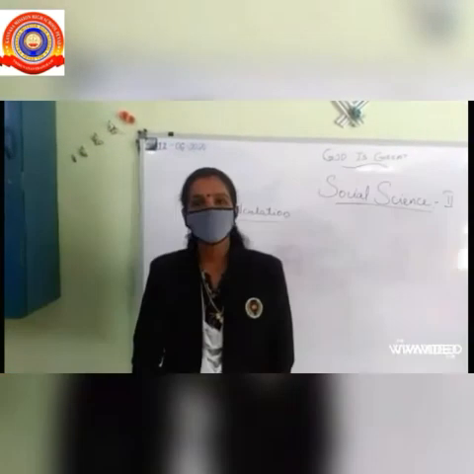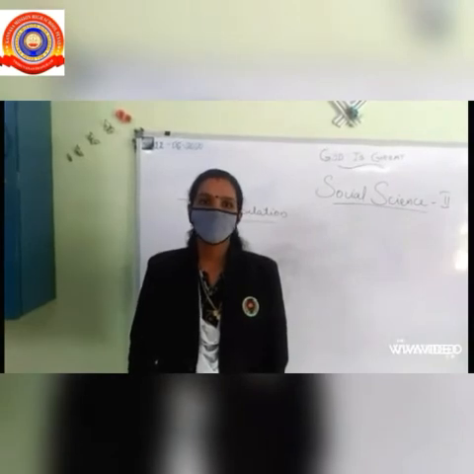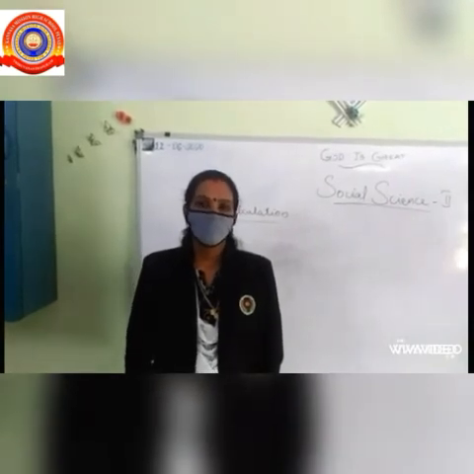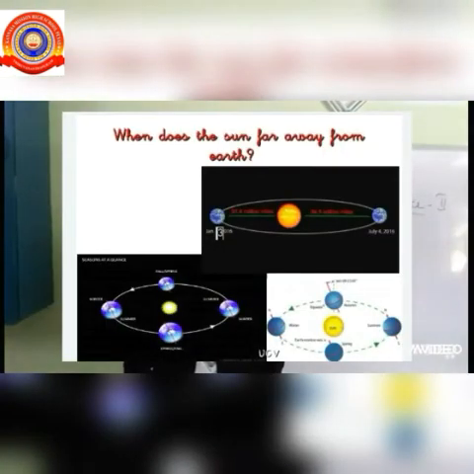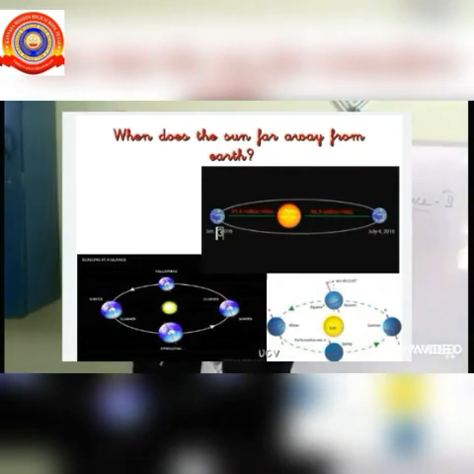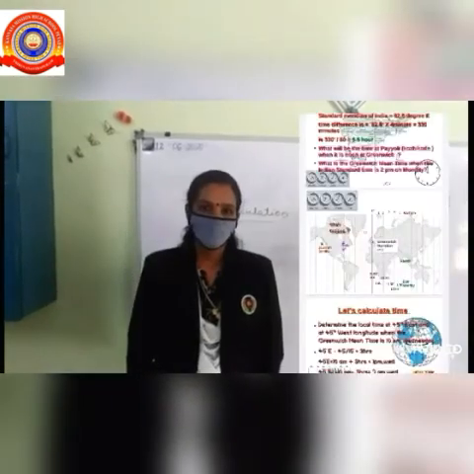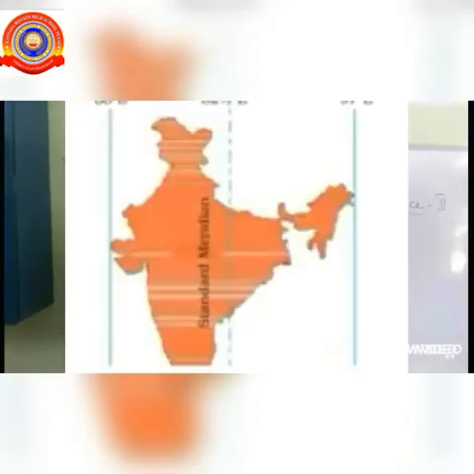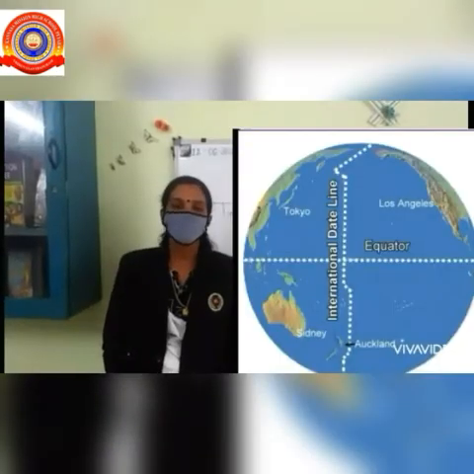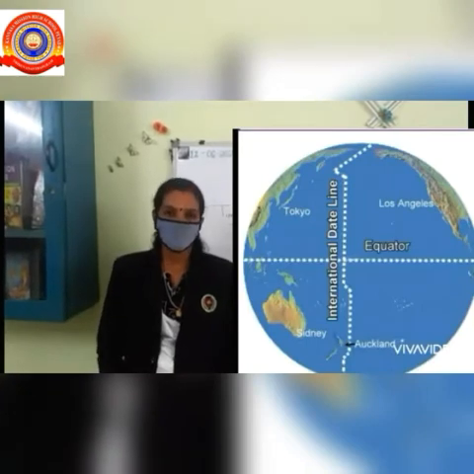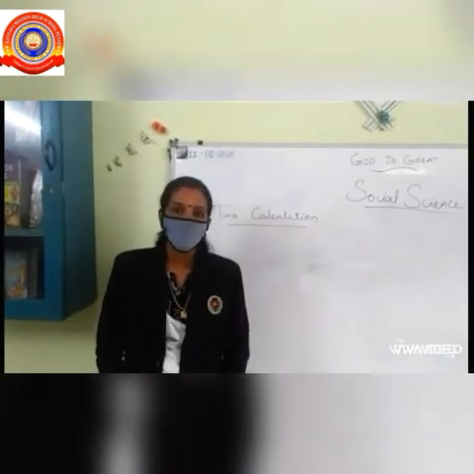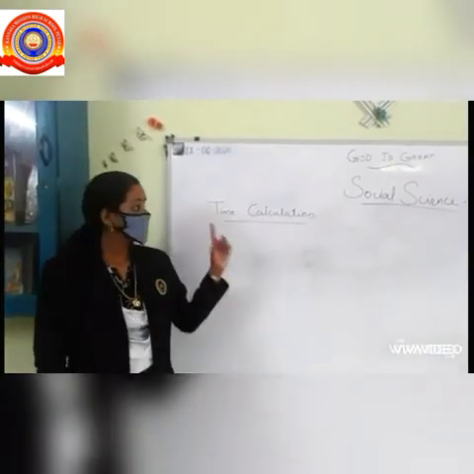Hope all of you understood the previous classes. What are the things we learned from those classes? Yes, it's about the apparent movement of the sun, facts associated with time zones, Greenwich time, standard time, international date line, etc. Today we will learn how to calculate time at each place.